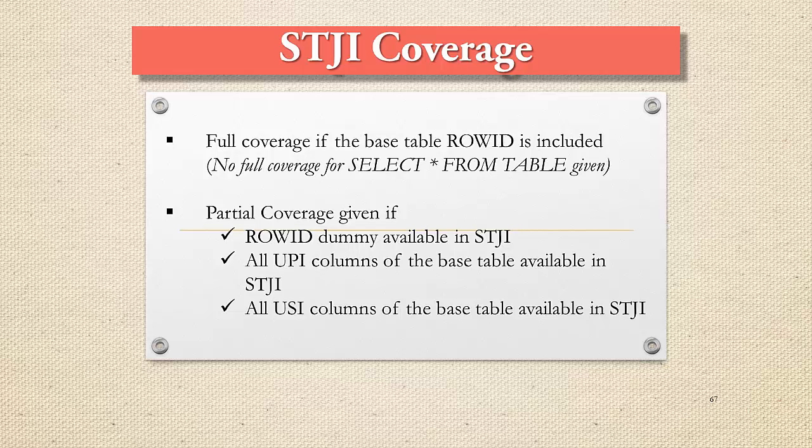Partial coverage is also possible with single table join indexes under the following conditions. First, query and single table join index columns do not perfectly match, but the row ID of the base table is part of the single table join index column set. We saw this in the code example before. Second, the single table join index repeats all the base table unique primary index columns of the base table in its select line. Third, the single table join index at least repeats all the columns of a unique secondary index defined on the base table.